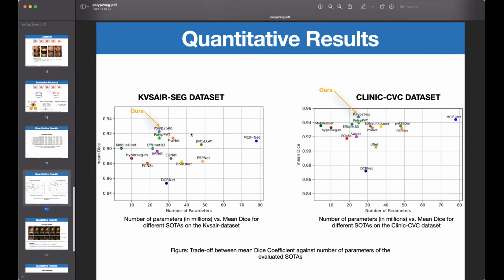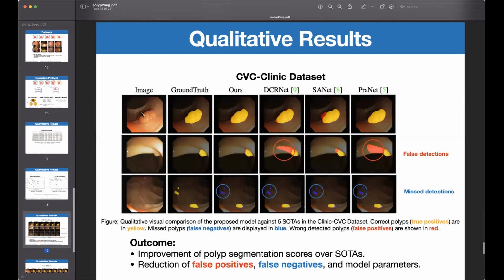What about the qualitative results? Here we see some illustrative images. On the first column, we see some images from the CVC clinic dataset. On the second column, we see the ground truths, which are these manual annotations by the doctors. In yellow, we see the masks related to the true positives. In red, we see the false detections, and in blue, we see the misdetections. The third column is related to our approach. And here on the last three columns, you see the top 3 results from different approaches.